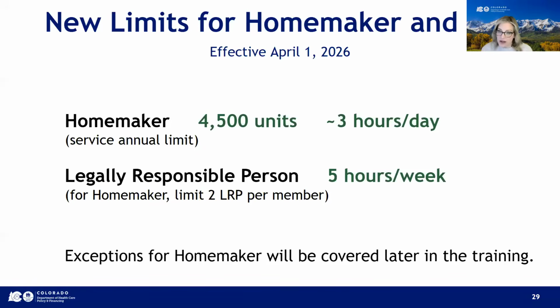If a member has 2 LRPs providing homemaker, each LRP could provide up to 5 hours. If your direct care service calculator line is above 5, your supervisor is going to need to review and approve that for only up to 10 hours, given that that person has 2 LRPs.